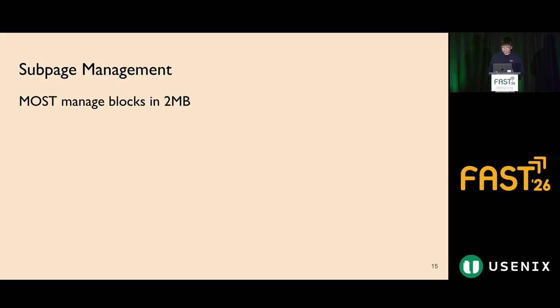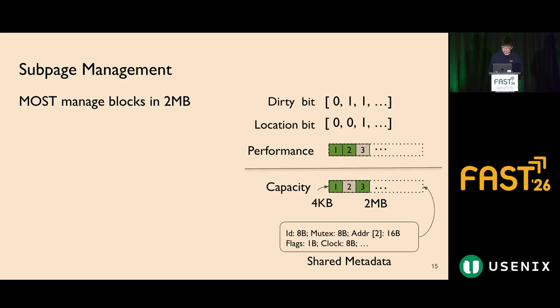But managing metadata in 2 megabytes will make every 4 KB write to the mirrored data become a partial write. To address the issue, we break the large 2 megabyte block into 4 kilobyte subpages for the mirrored data. Therefore, these subpages can be written independently. To save metadata, these subpages are matched both logically and physically together with shared metadata, including physical address, mutex, and hotness tracking stats. Because these pages are written separately, they could be placed differently across the tiers.